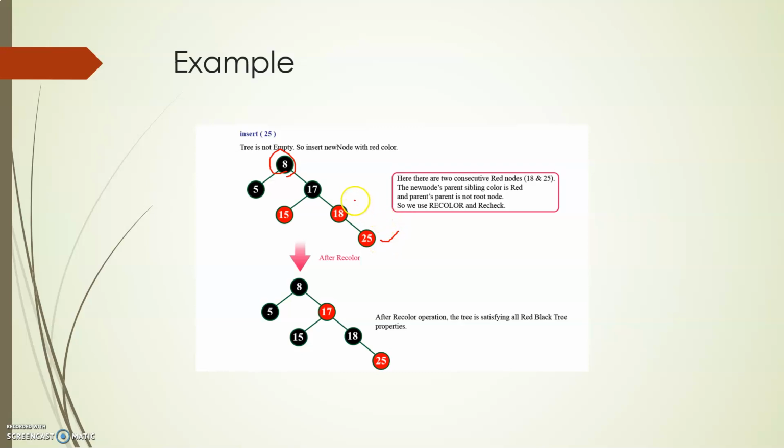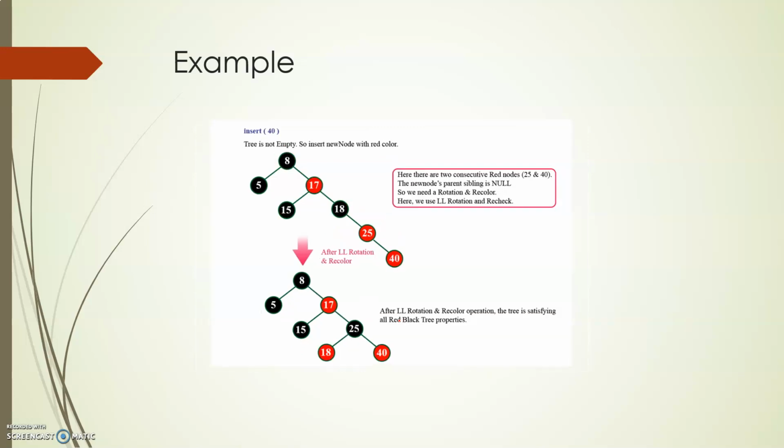Now since two nodes are consecutively red in color, you have to check 25's parent node 18's sibling, which is also red in color. So you recolor it. 15 and 18 become black and 25 remains red. And since 15 and 18 become black, 17 becomes red. So after recoloring, all the properties of the red black tree have been achieved.